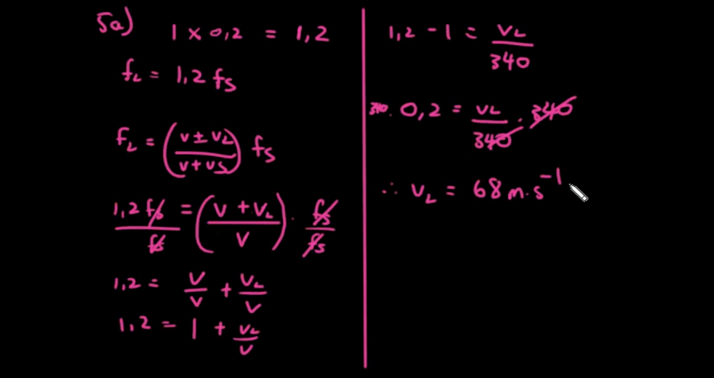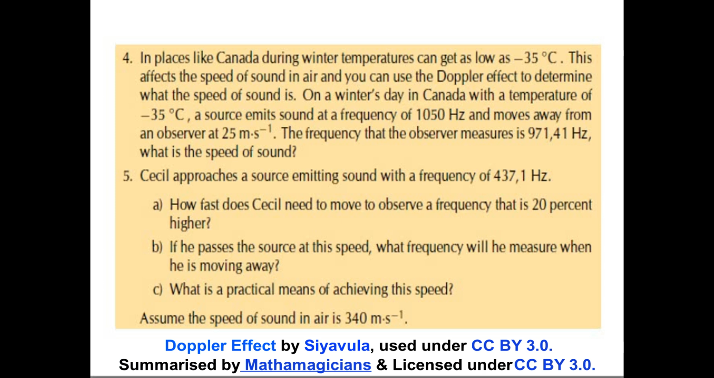Okay, we're going to go on to question 5b now. I'm just going to clear the screen and go straight to b. Let's have a look at b's question. It was: if he passes the source at this speed, what frequency will he measure when he is moving away? The frequency calculated if he's moving away now changes to (v minus v_L) all over v, times f_S.